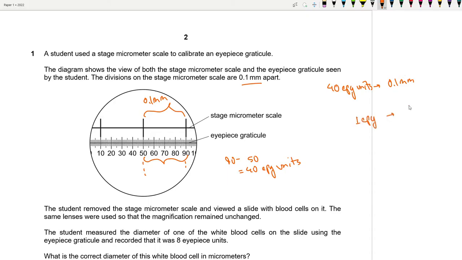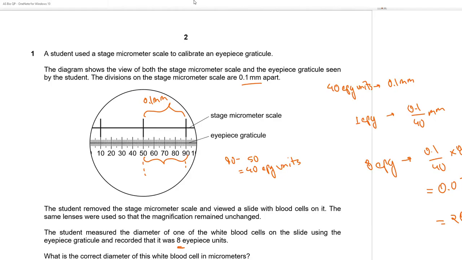So 1 eyepiece unit will be 0.1 by 40 millimeter. So the WBC, which has 8 eyepiece units, will be 0.1 by 40 times 8 millimeter, which is 0.02 millimeter. Now you guys know how to convert millimeter to micrometer, right? It's multiplying by 10 to the power 3, which is 20 micrometers. So the answer should be 1C. All right, so please check. Yeah, the answer to 1 is C.